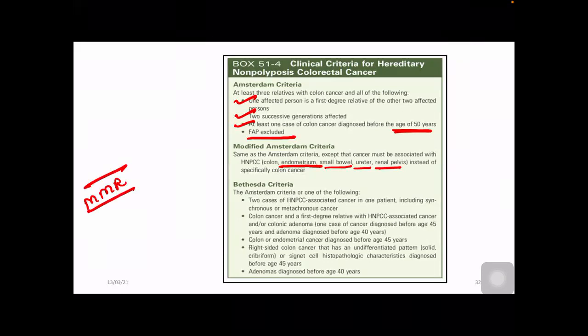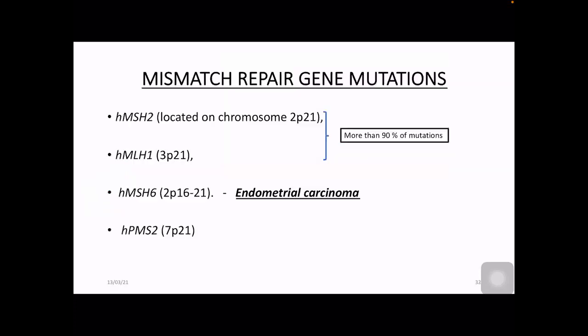So what is the Bethesda criteria? The Bethesda criteria basically categorizes the people, and if the Bethesda criteria is fulfilled, these patients might undergo MMR gene testing to look for HNPCC. It's the same thing as the Amsterdam criteria, like 2 cases of HNPCC in one patient, including synchronous and metachronous cancer. So all the features of HNPCC are summarized in the Bethesda criteria, and if the patient fits into this criteria, they should be tested for MMR gene mutation. So the Amsterdam criteria, modified Amsterdam criteria, and the Bethesda criteria have been used to test the patient for HNPCC by an MMR gene mutation.